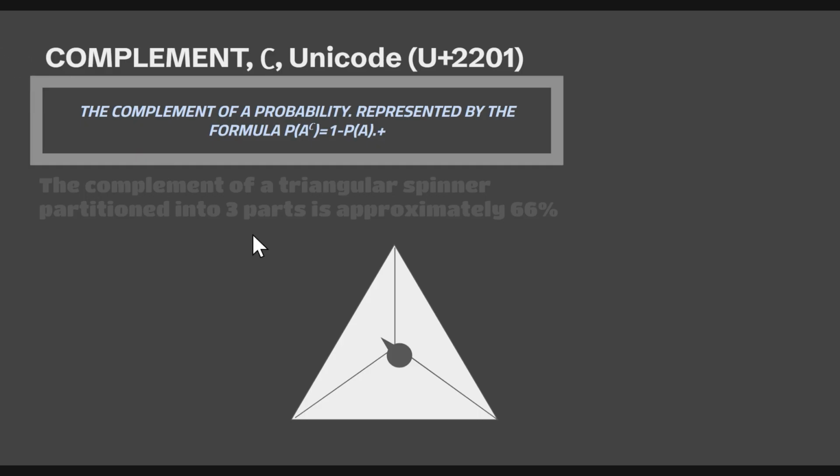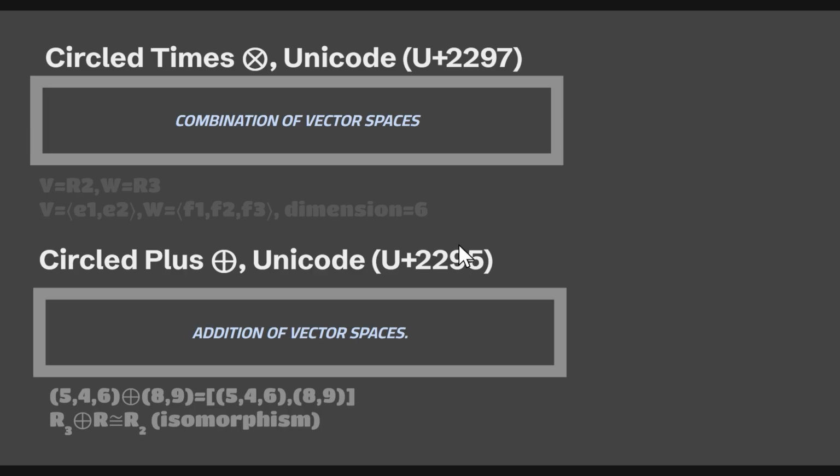For example, this triangle is equally partitioned into three parts. It has a probability of a single part being landed on of 66% in complement. Circle times, more commonly referred to as tensor, denotes the combination of vector spaces through multiplication. For example, V has two vectors and W has three vectors. 2 times 3 equals 6, so the dimension of the combination of those vector spaces is 6.